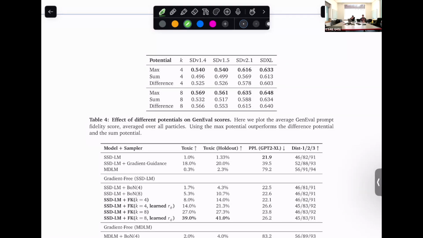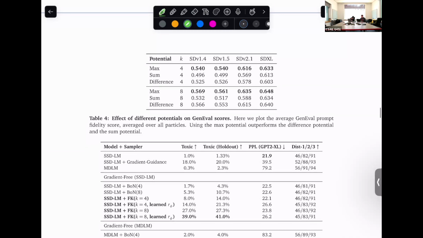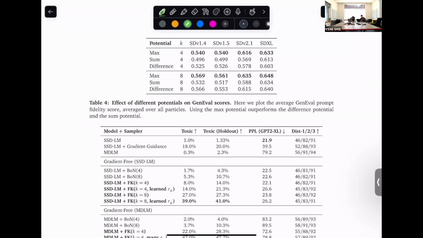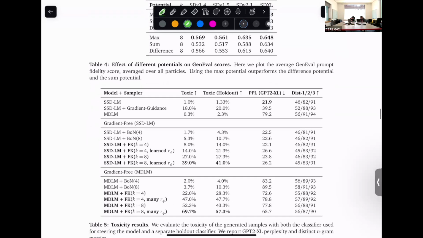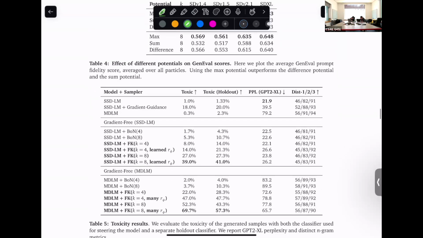Right. Okay. So it seems like the max one is doing the best here, and this difference one actually doesn't do very badly, and they all do. What are these numbers? Different potentials on that. This is Gen eval. The average Gen eval prompt score, which if we go back here, Gen eval.